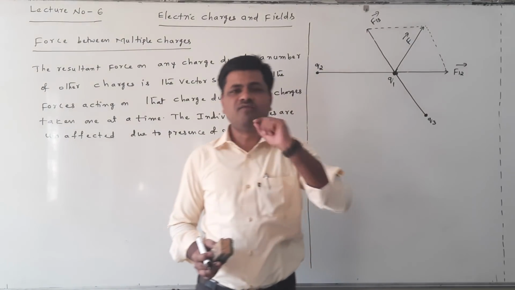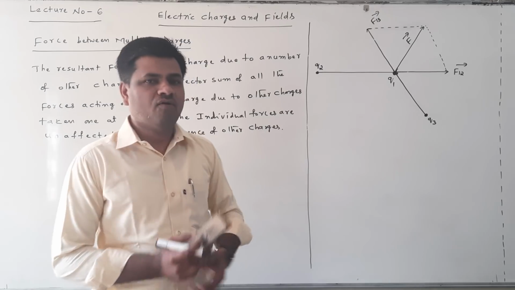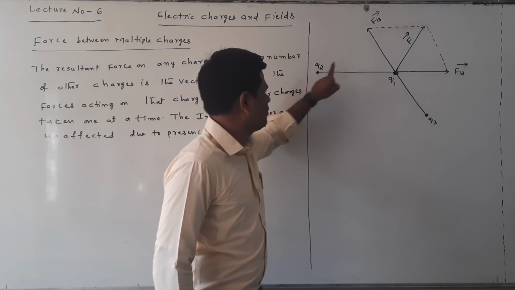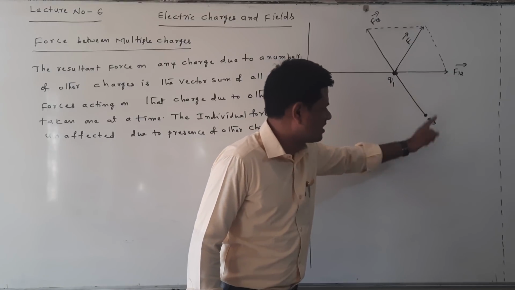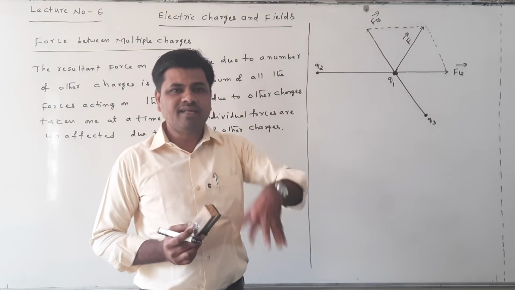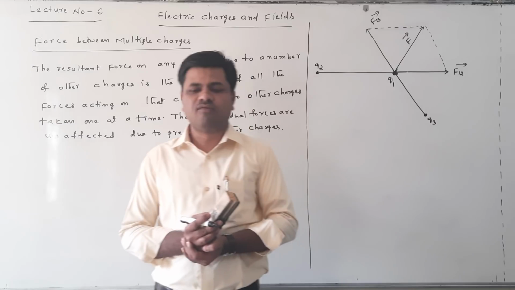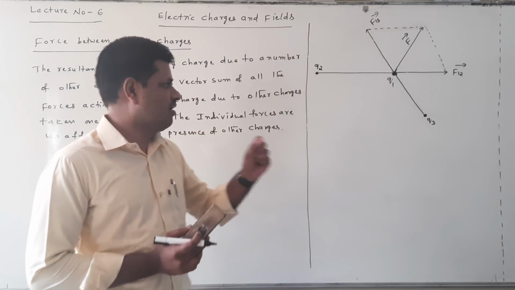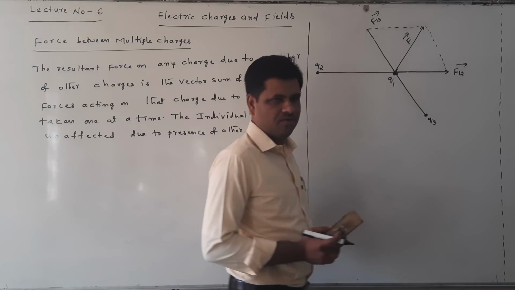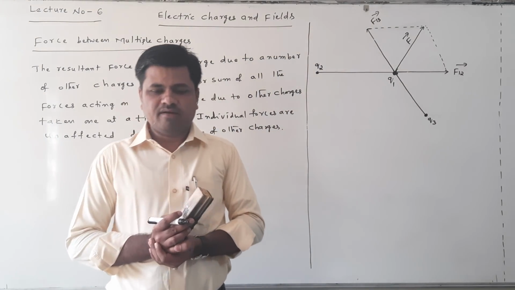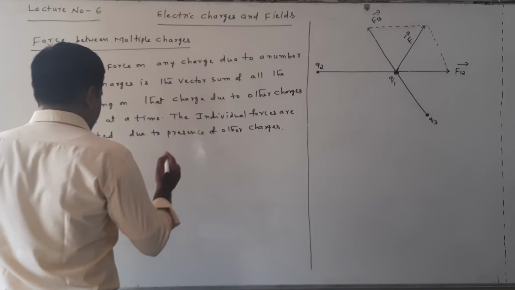Individual forces we have to find first. The force acting on the Q1 charge due to the Q2 charge, and the force acting on the Q1 charge due to the Q3 charge. Then we add them to get the resultant force. The resultant force acting on the Q1 charge is due to the Q2 charge and the Q3 charge. First of all, I am writing here.